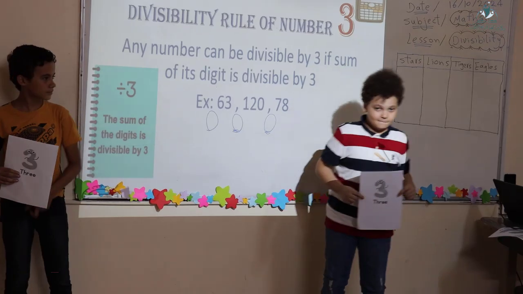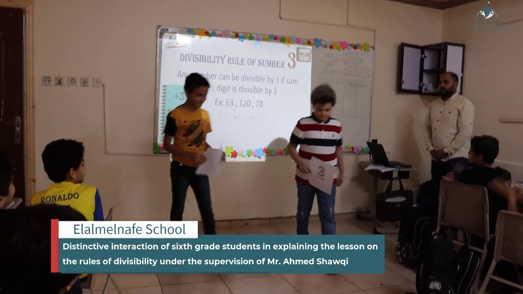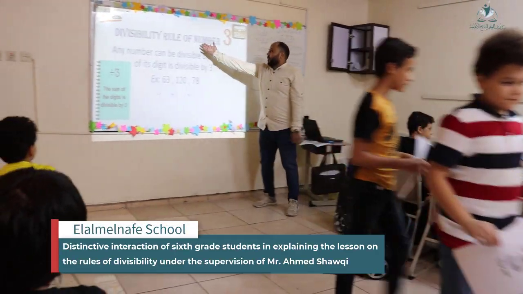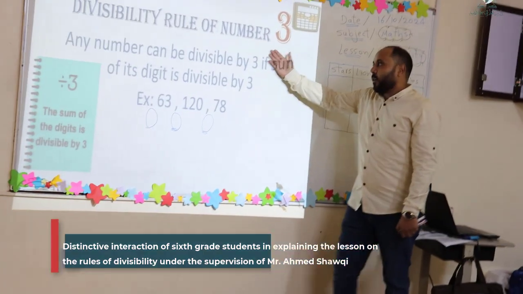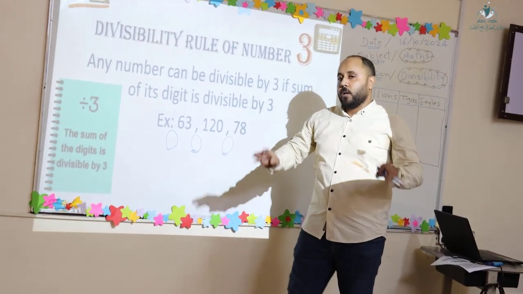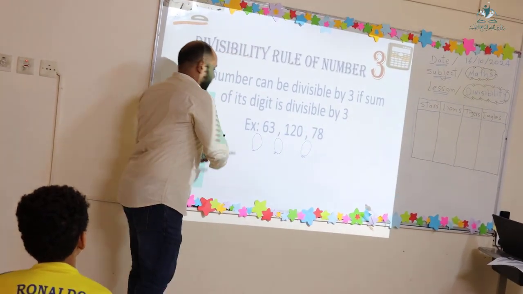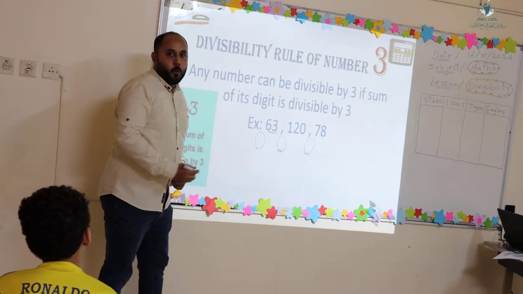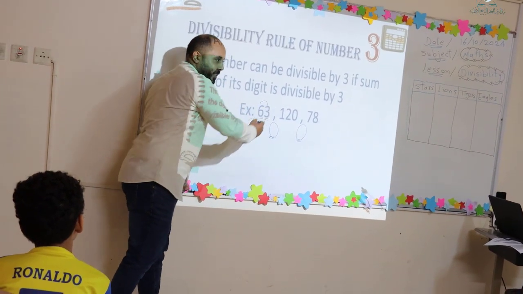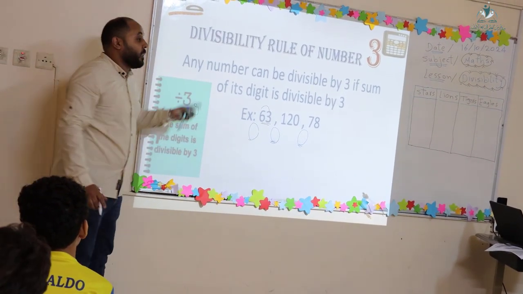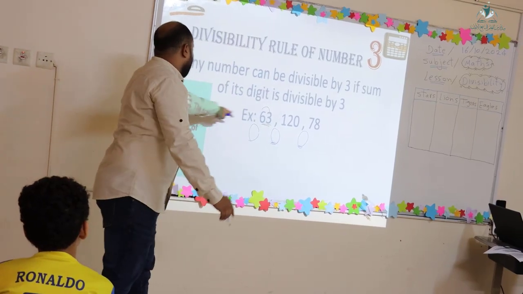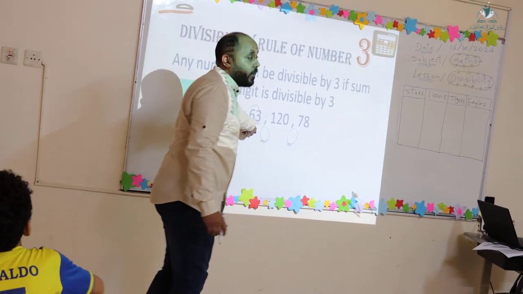Thank you, number 3. Divisibility rule of the number 3. Any number can be divisible by 3 if the sum of its digits is divisible by 3. Such as 63. When we add 6 and 3, the sum is 9, which is a multiple of 3. So 63 is divisible by 3.